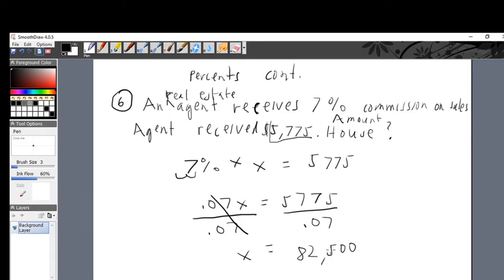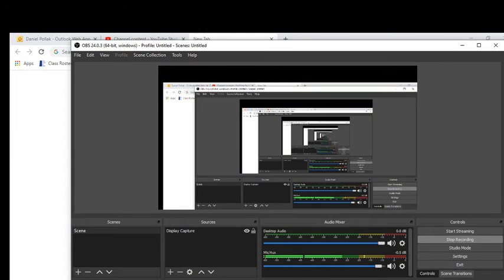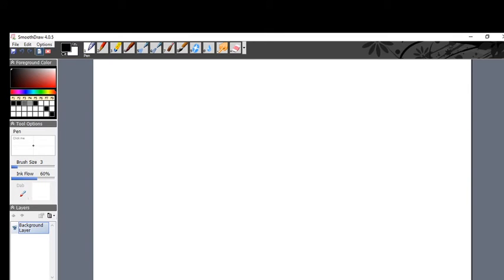82,500 was the house. 7% of that is 5,775. That was the commission for the real estate agent. So the house was 82,500, and here is the dollar sign, a little bit better dollar sign there. There's the final answer for 6. Okay, let's get another blank piece of paper for number 7, which I think is going to be the last one on percents for the moment. New piece of paper. Here we go.